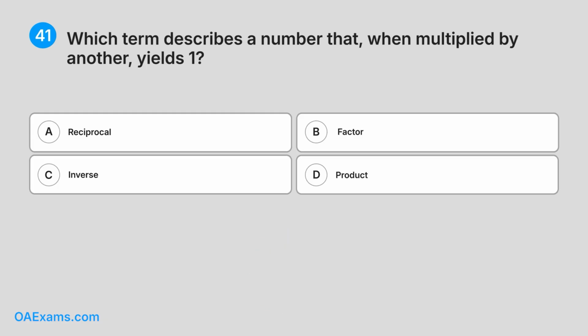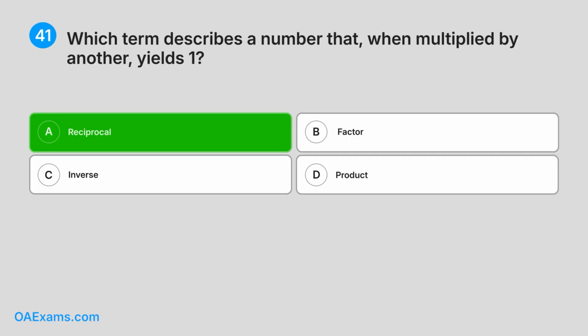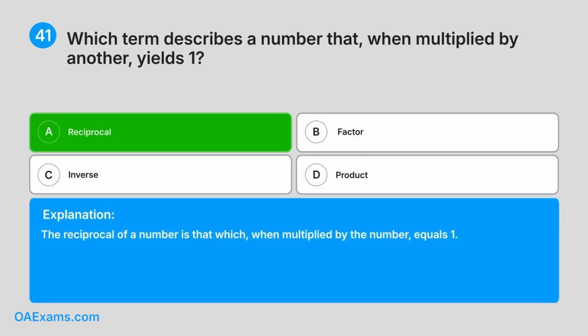Correct answer. A. Reciprocal. Explanation. The reciprocal of a number is that which, when multiplied by the number, equals 1.